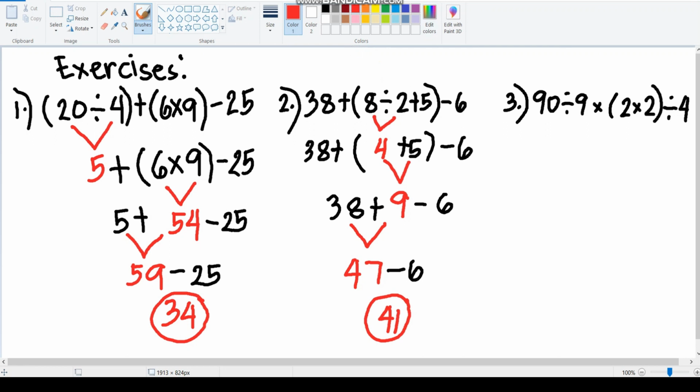How about number 3? We have here 90 divided by 9 times the quantity of 2 times 2, divided by 4. Now again, according to PEMDAS, you have to solve first the value inside the parenthesis. We have here 2 times 2. That will be 4. No need to copy the parenthesis. So just copy the remaining numbers and operations.